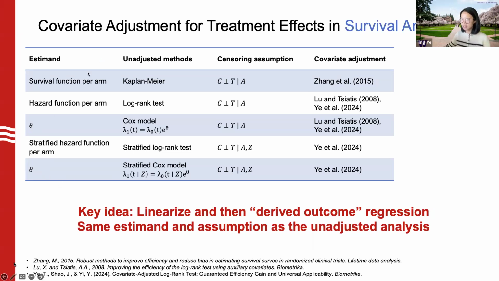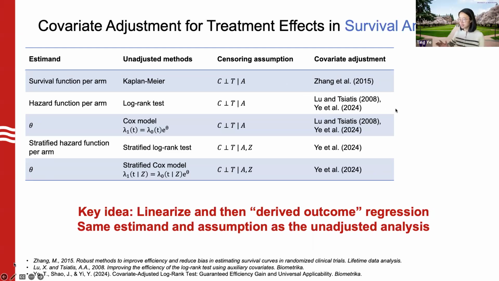But these are commonly used estimates in survival trials, and covariate adjustment methods have been developed for these estimates, which target the same estimate and still make the same censoring assumption. The covariate adjustment method for the unconditional survival function is proposed in Zhang 2015. And for the rest of these, they are proposed by Lu and Tsiatis in 2008 and our paper in 2024.